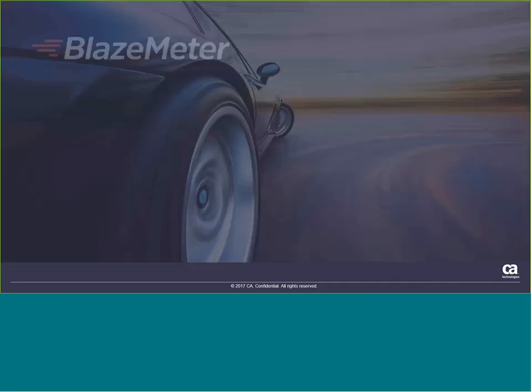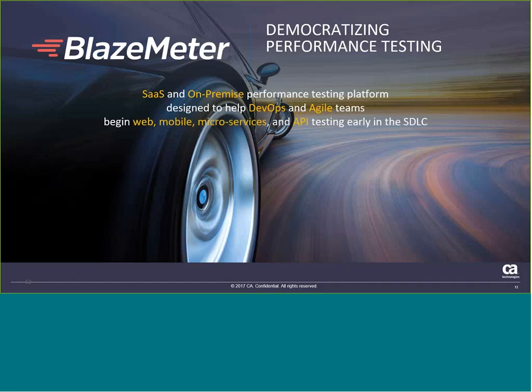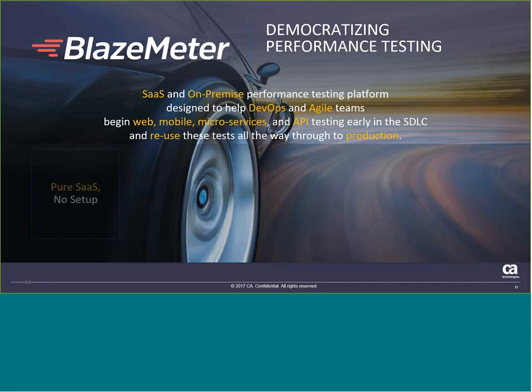So this is where BlazeMeter comes in, which is essentially democratizing performance testing. CA BlazeMeter is a next-generation SaaS and on-premises performance testing solution designed to help DevOps and Agile teams begin web, mobile, microservice, and API testing early in the development stage and also in production. By running massively scalable open source-based load and performance tests at any time and from anywhere, like locally or in the cloud, developers can validate performance at every stage of their SDLC and also in production.